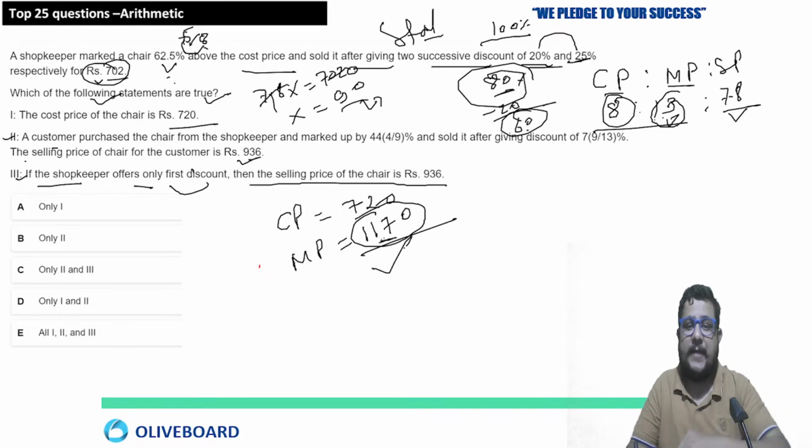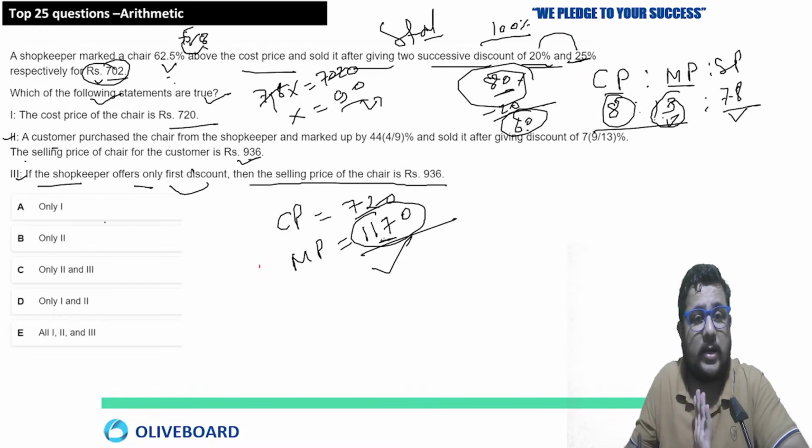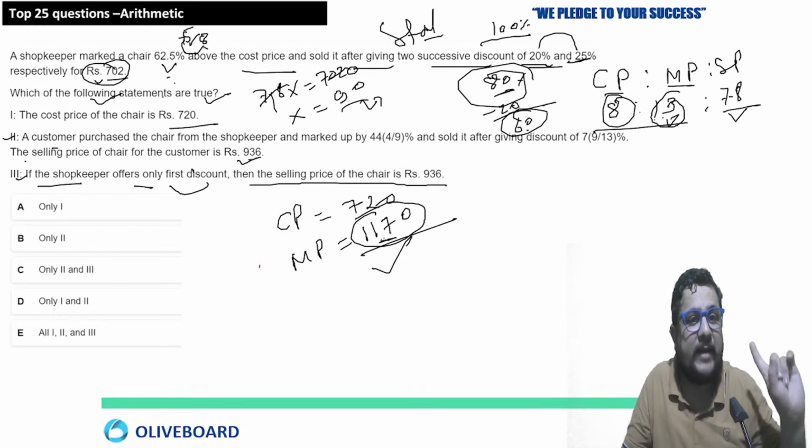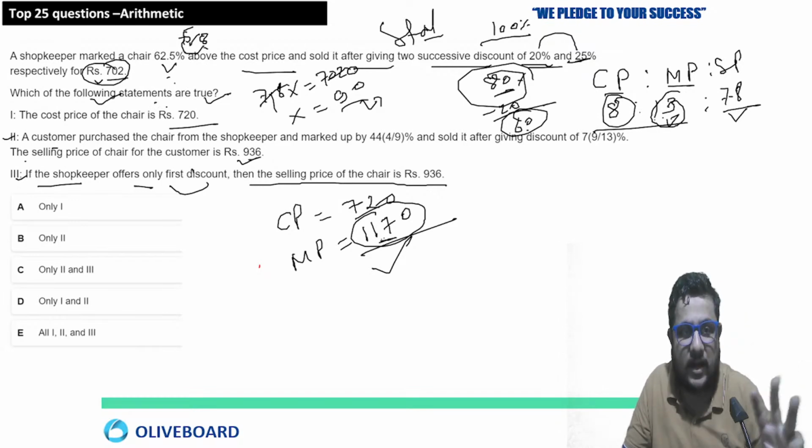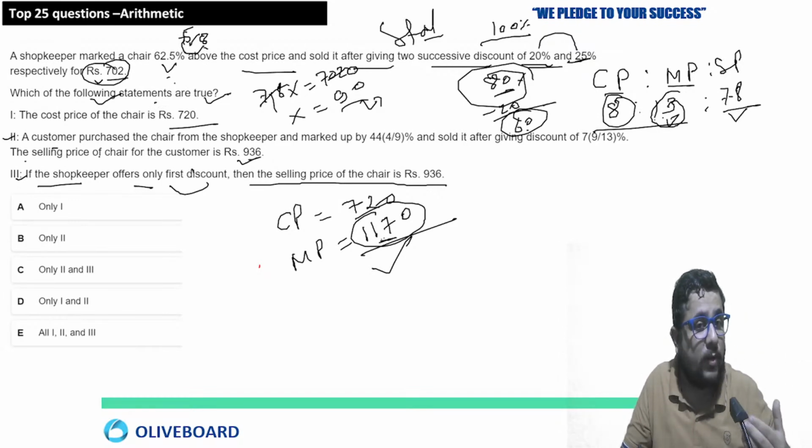102. Yes, absolutely correct. So this is going to be the mark price. This is the detail which we can analyze. We have the cost price, selling price, and mark price. Now we can move towards the statements. First, the cost price of the chair is rupees 720. Yes, it is. We have calculated.